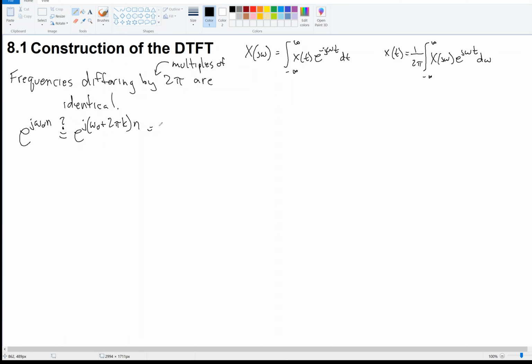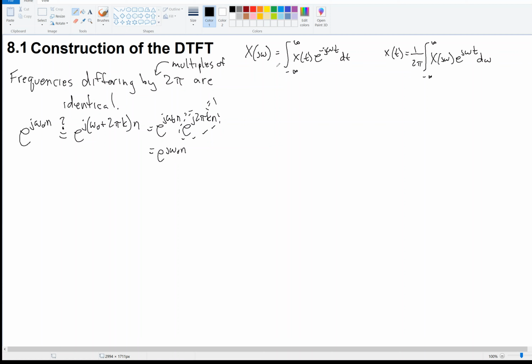And so on the right, I can use properties of exponents to write this as e to the j omega 0 n times e to the j 2 pi k n. So k and n are integers, and so k times n is an integer. So I have an angle, think about the complex plane, of a multiple of 2 pi. So I just go around the circle, multiples of 2 pi, and then I end up at the coordinate 1, 0, meaning 1 real part, 0 imaginary part, i.e. 1. So this, in fact, does give me back the original signal. So we have to keep that in mind.